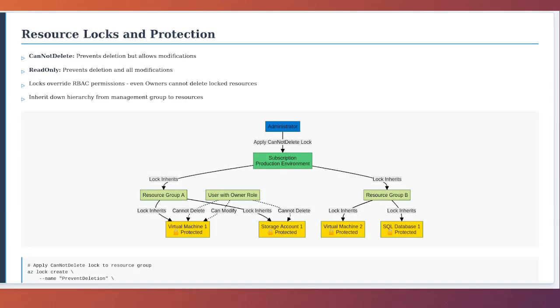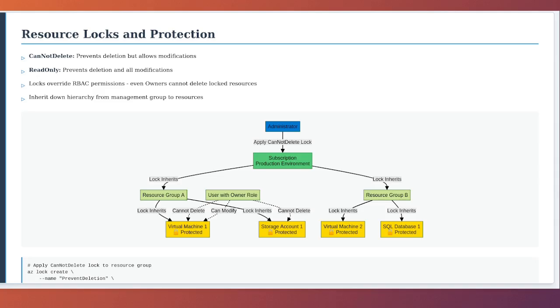Resource locks and protection. Azure provides resource locks as a protection mechanism against accidental deletion or modification of critical resources. This capability operates at a different level than RBAC permissions and provides an additional safety layer that AWS doesn't natively offer in the same way.